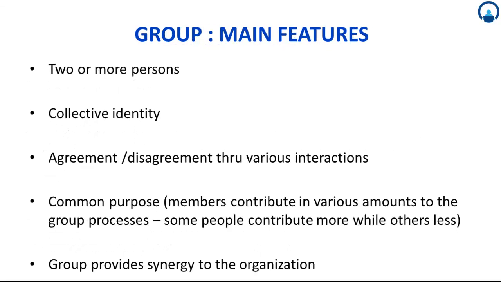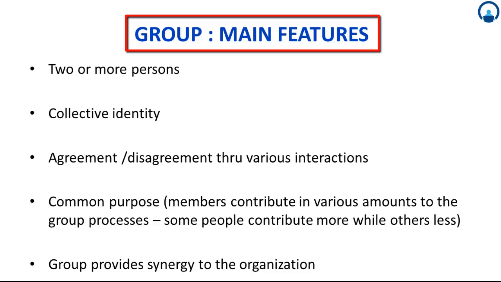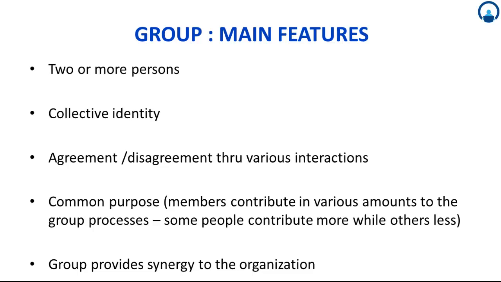So let's understand the main features, or the main characteristics, of a group. A group obviously should have more than two persons. In fact, two or more is the ideal explanation for a group to exist, because a single person cannot form a group, obviously. The group has a collective identity, in the sense that every member perceives himself or herself as a part of the group. So you identify yourself with the group.